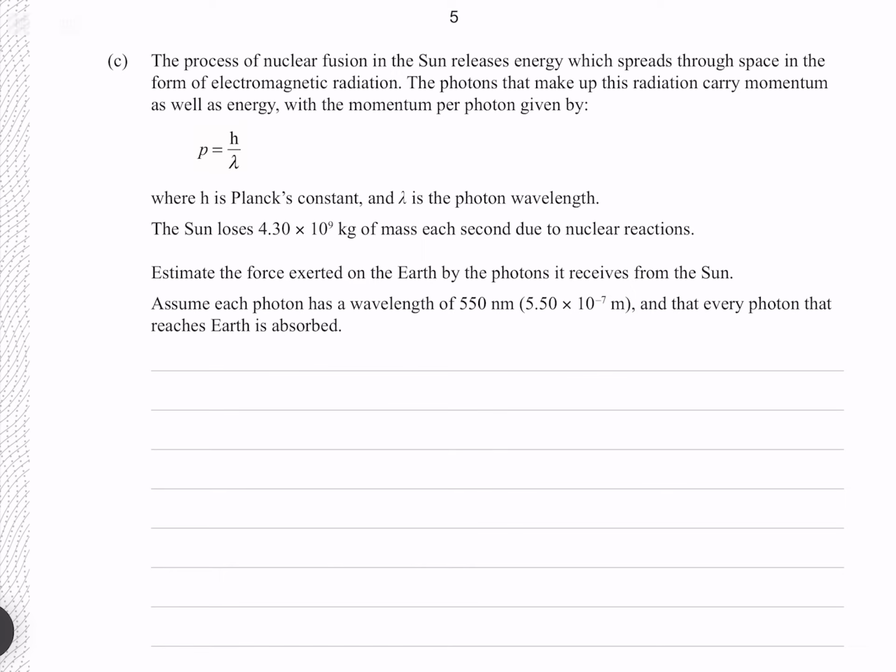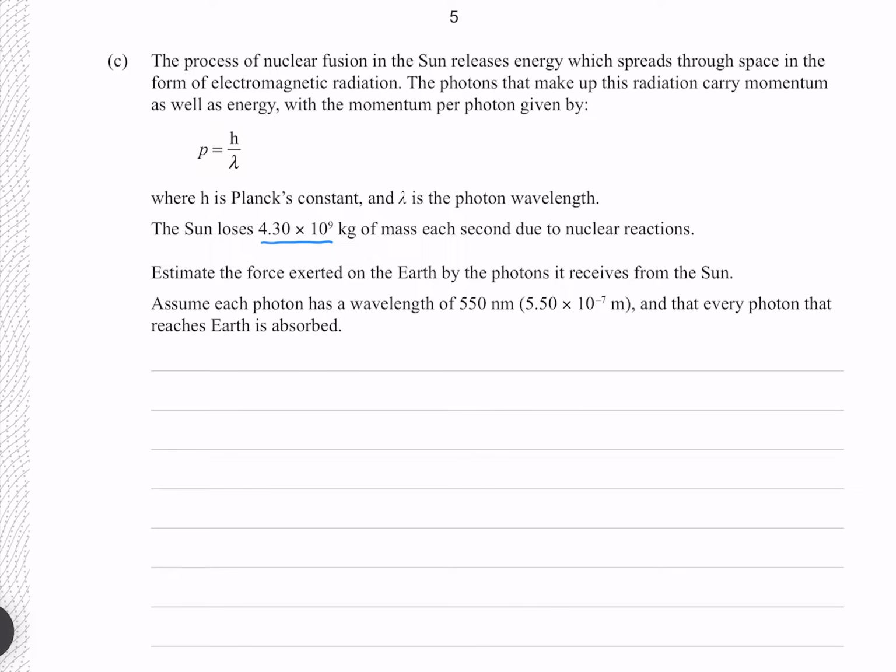The process of nuclear fusion in the Sun releases energy which spreads through space in the form of electromagnetic radiation. The photons that make up this radiation carry momentum as well as energy, with the momentum per photon given by P equals h over lambda, where h is Planck's constant and lambda is the photon wavelength. The Sun loses 4.30 times 10 to the 9 kilograms of mass each second due to nuclear reactions. Estimate the force exerted on the Earth by the photons it receives from the Sun.